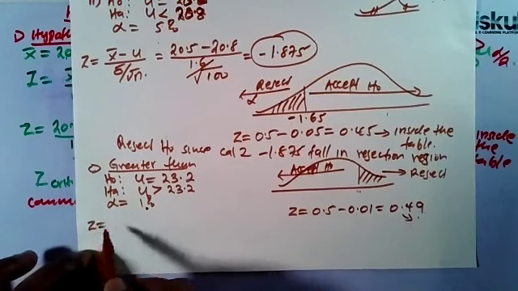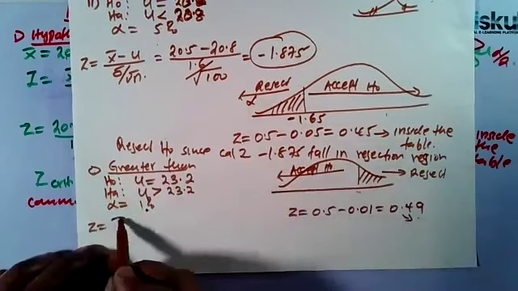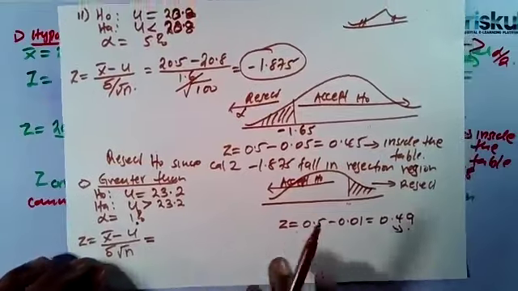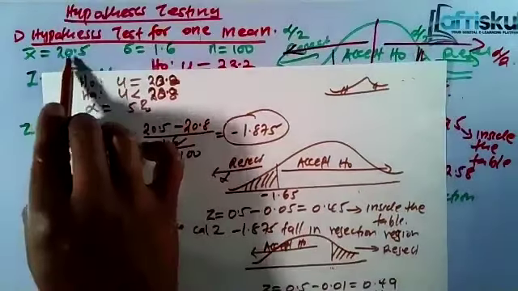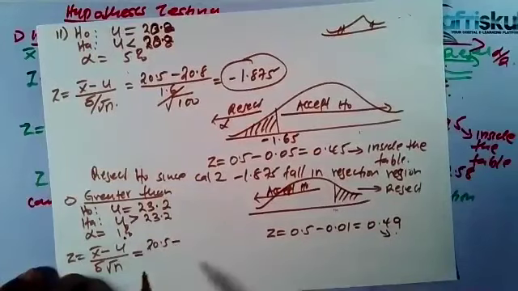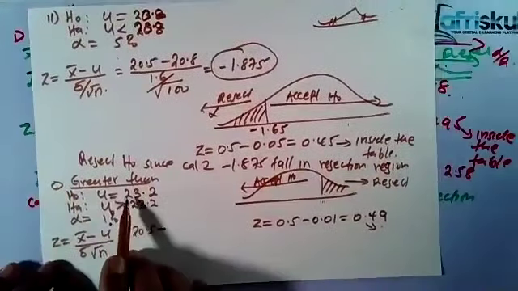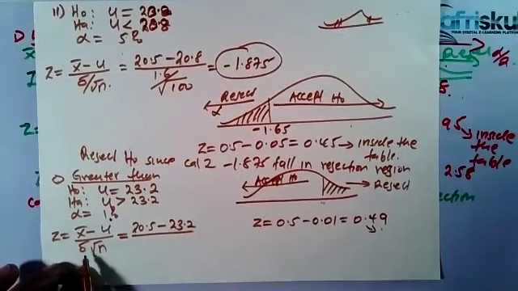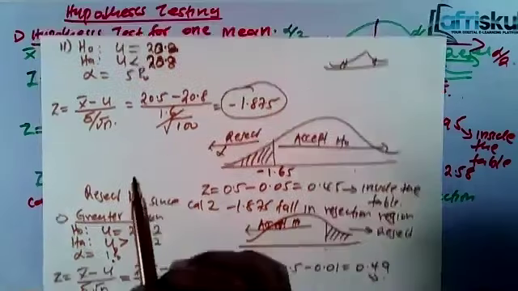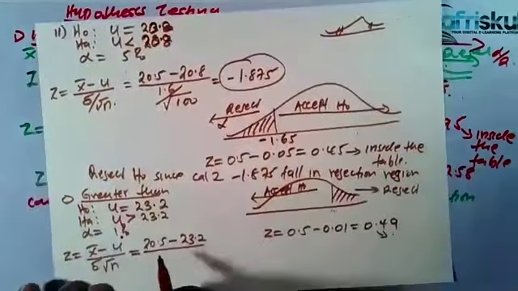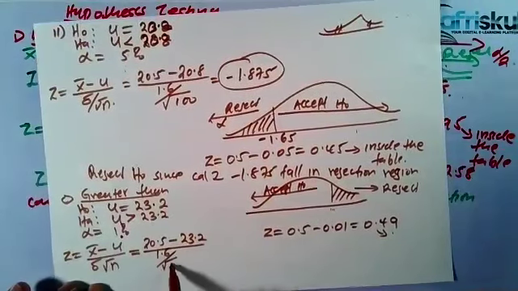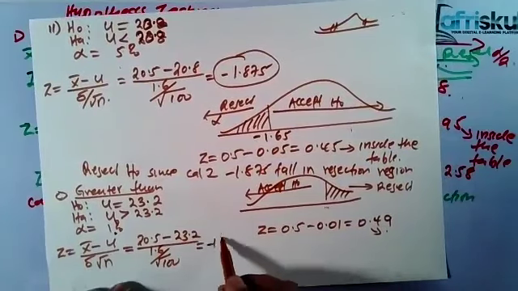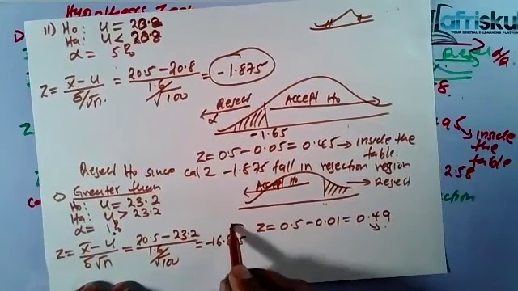As I look for Z, the Z formula does not change. It's X bar minus U over standard deviation over square root of N. X bar from the question was 20.5. U, sasa U tutatumia hii 23.2. Then you divide by standard deviation, of which standard deviation tulikuwa tumepewa it was 1.6, divided by square root of N, which is 100. Napata negative 16.875.